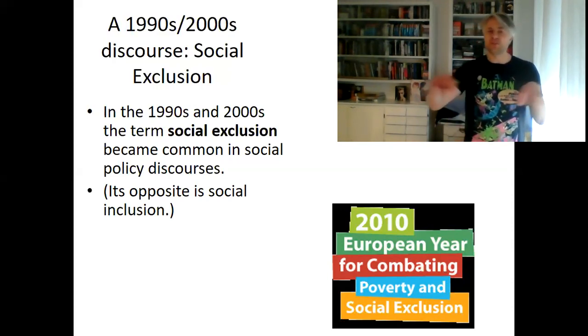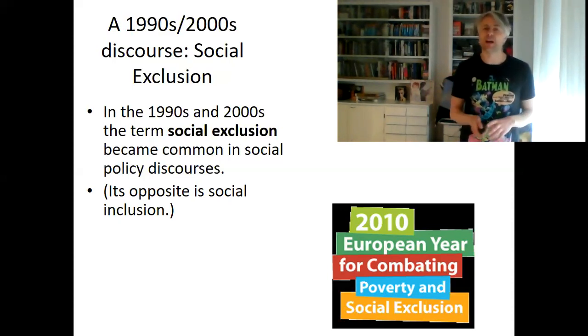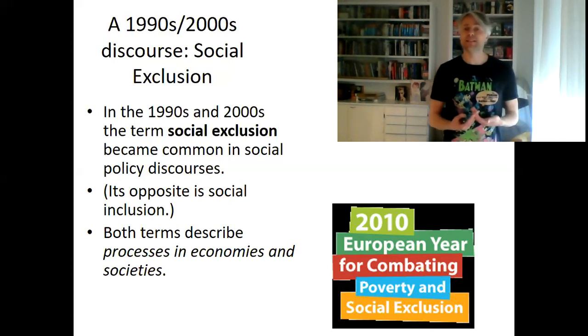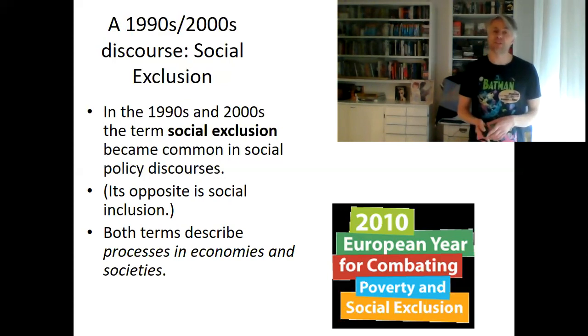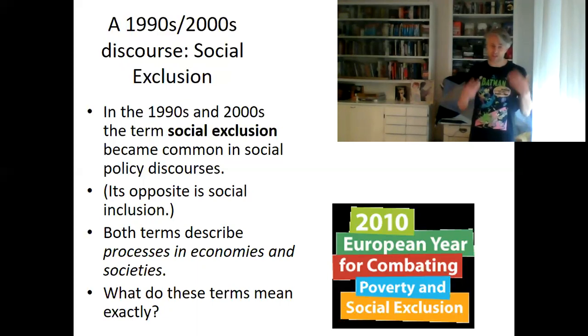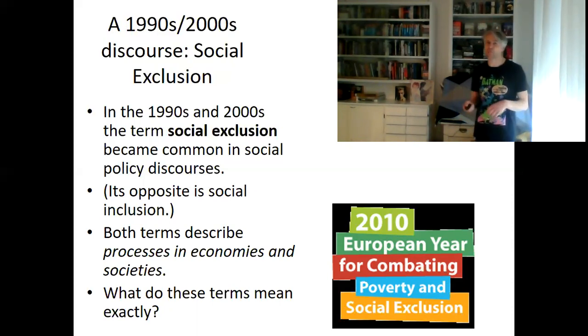Actually separating them is a really interesting thing to do. You've almost got 2 separate ideas there, even though they look like black-white opposites. Both terms describe processes in economies, processes in society. So both terms are not really a thing, but rather a process. What do they mean exactly? It's well worth pausing now and trying to define one of them. In a minute, of course, I'm going to give you a definition of social exclusion. So think about defining that. What is it exactly? Try and define it in a few words. Pause here and unpause here.